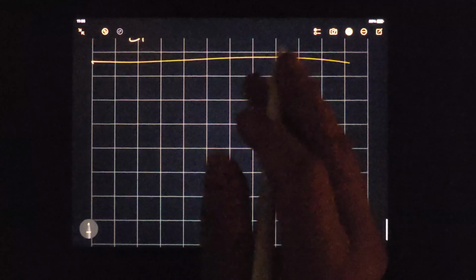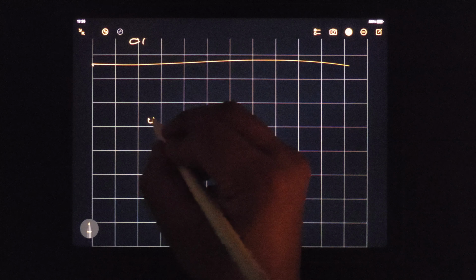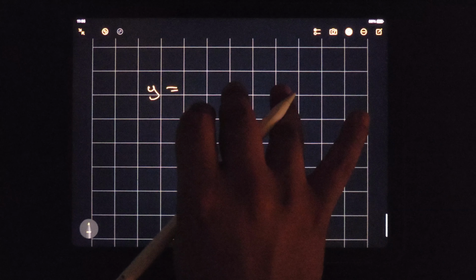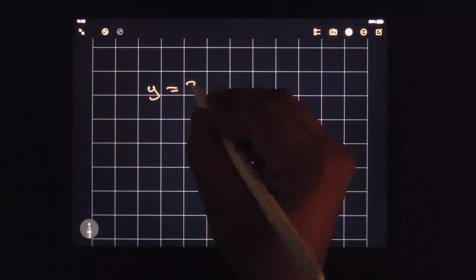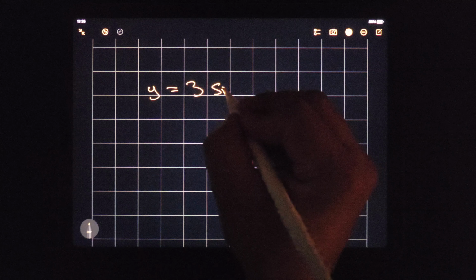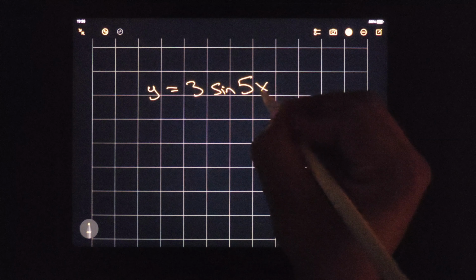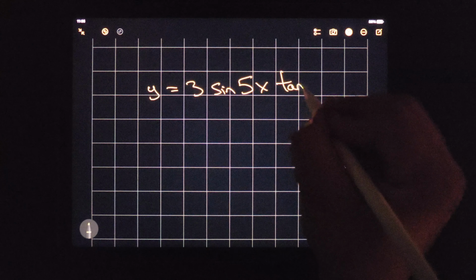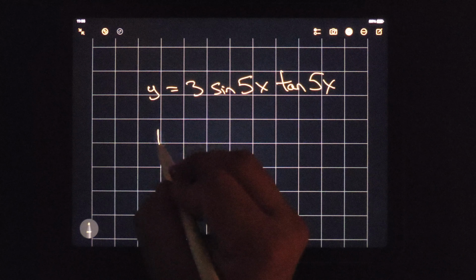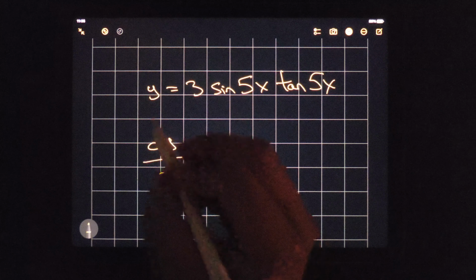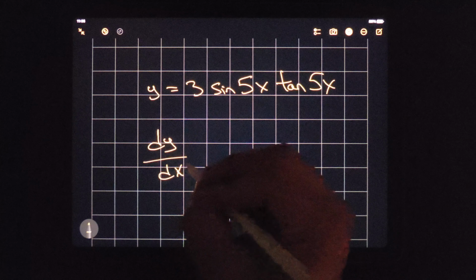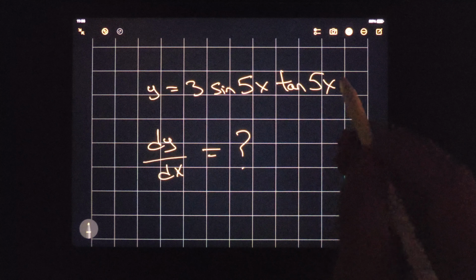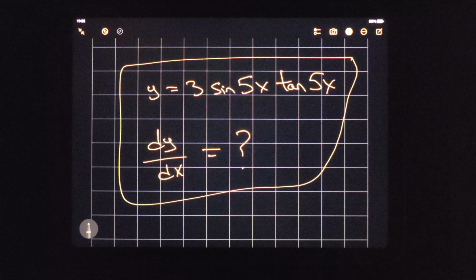If you want to try one on your own, you can do y is equal to 3 sine 5x tan 5x and find out dy over dx. And then just throw that into the comment section when you're confident. And yeah, that's all for this video.